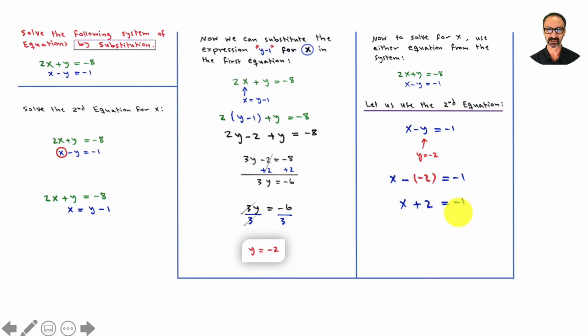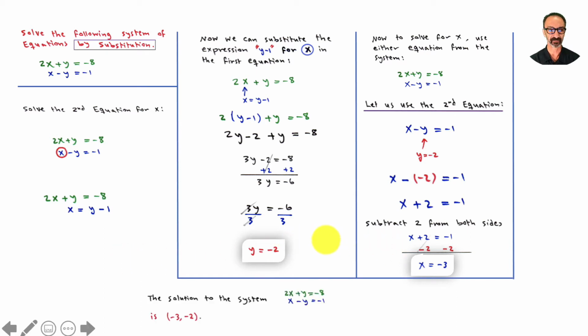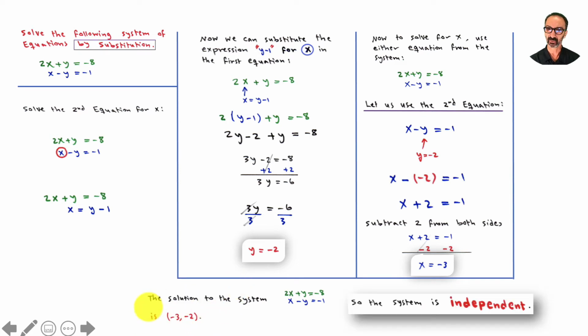Subtract 2 from both sides, and I get x equals negative 3. Just as expected, it's the same problem. They both meet at x equals negative 3 and y equals negative 2. As you can see, I'm repeating myself. The answer is negative 3, negative 2. And we call the system independent one more time.